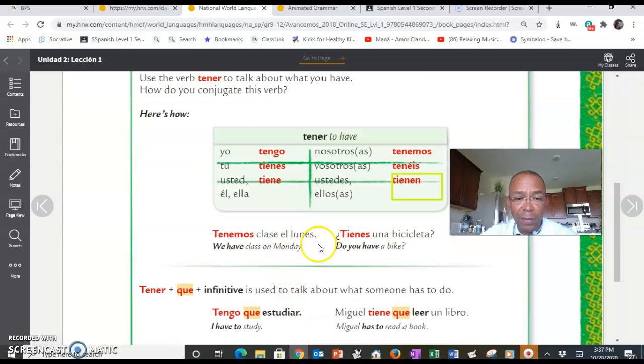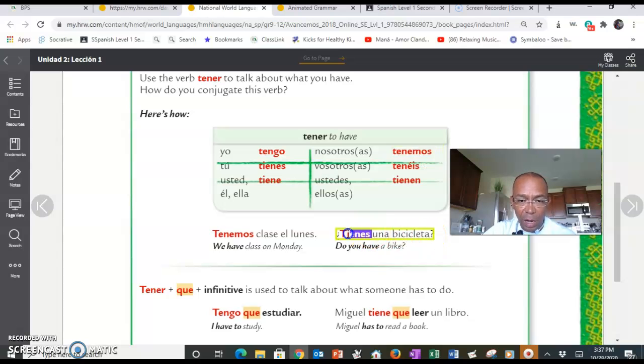So if we want to say we have class on Monday, you say we have. We don't have to put nosotros again, because guess what? You can tell in the verb who's doing the action. The verb has two parts. Has the stem, the beginning, and has the end. Here, the verb will always remain with the stem, with the beginning, and it will get rid of the ending, which is here, er, and put the ending that belongs to the subject, the pronoun. In this case is emos. Tenemos. We have clases el lunes. ¿Tienes una bicicleta? Do you have a bicycle?